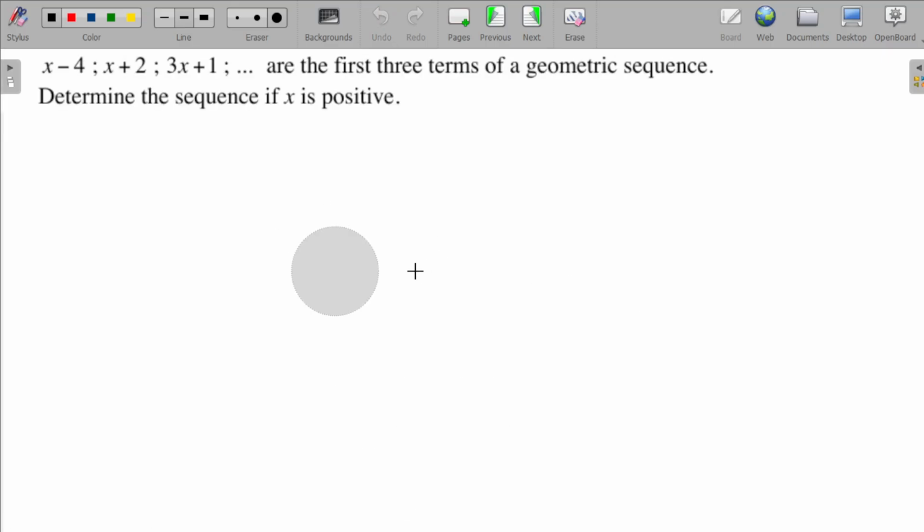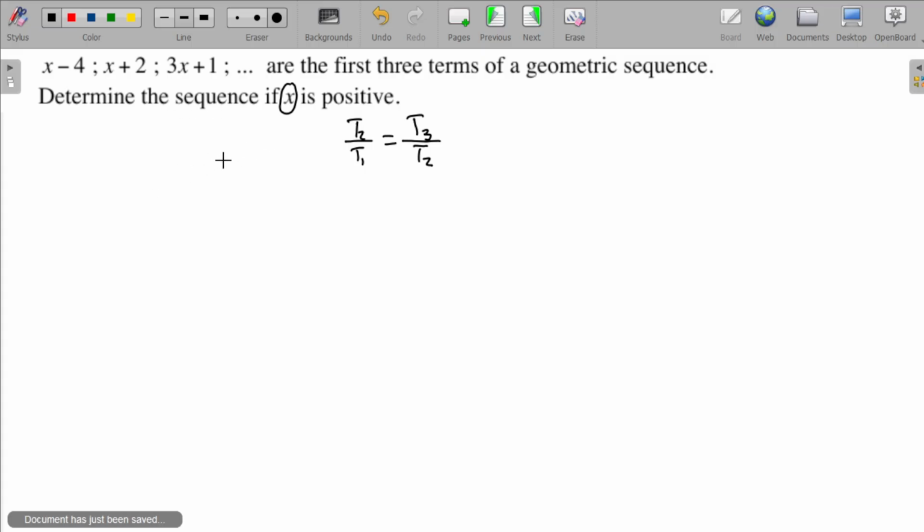Now the second one here is saying x minus 4, x plus 2, 3x plus 1 are the first three terms of this geometric pattern. Again, this is very important. Geometric has to talk about a ratio. Now, a ratio, remember, is T2 over T1 equals T3 over T2. And then determine the sequence if x is positive. If x is positive, this is very important in determining the sequence.